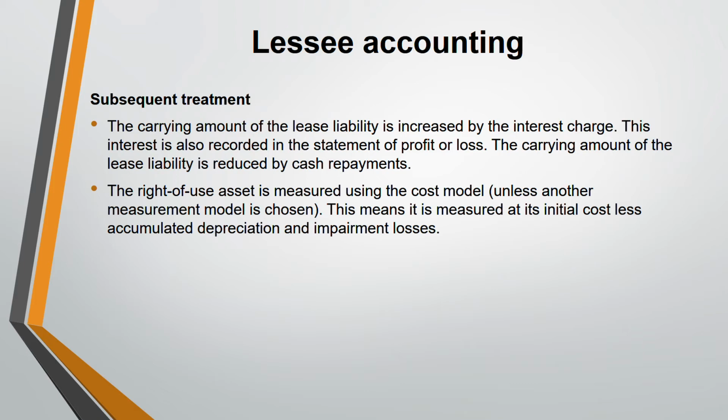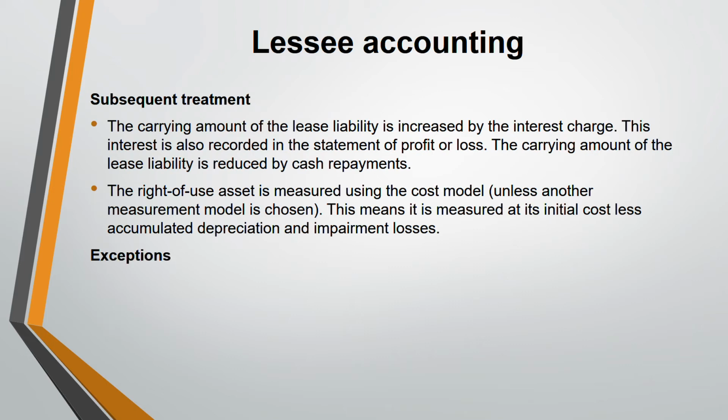This one is measured using the cost model. There is no fair value or anything that comes here, no such option that we have for a normal asset. We measure it using the cost model only, unless another measurement model is chosen. If any model is chosen, it will be told to you in the exam. But if it's not told, the default position is the cost model. That means cost less accumulated depreciation and impairment losses. It might be impaired like any other asset, so if impairment losses are there, you have to deduct them. So you have to depreciate the right of use asset.